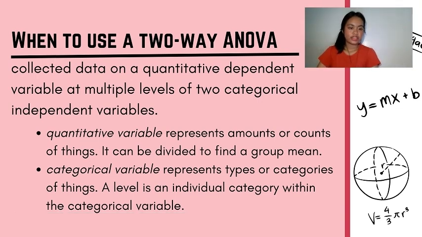There is a quantitative variable that represents the amount or types of things; it can be divided to find a group mean. While the categorical variable represents types or categories of things. A level is an individual category within the categorical variable.